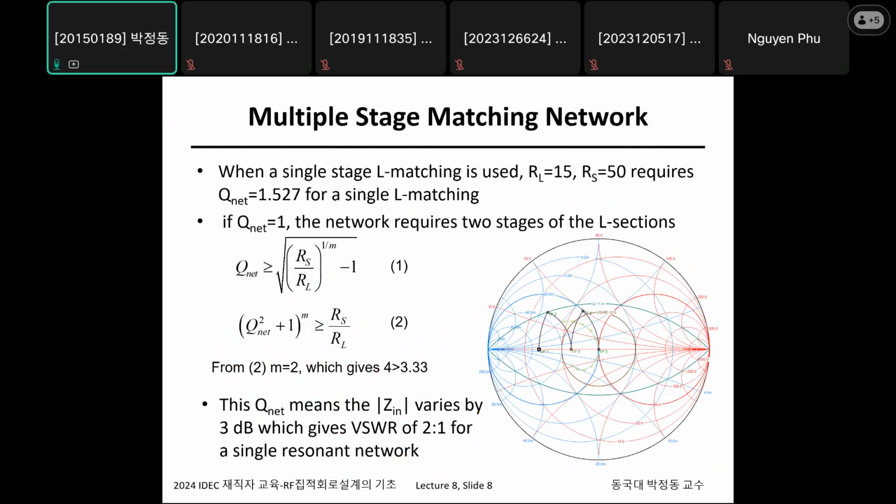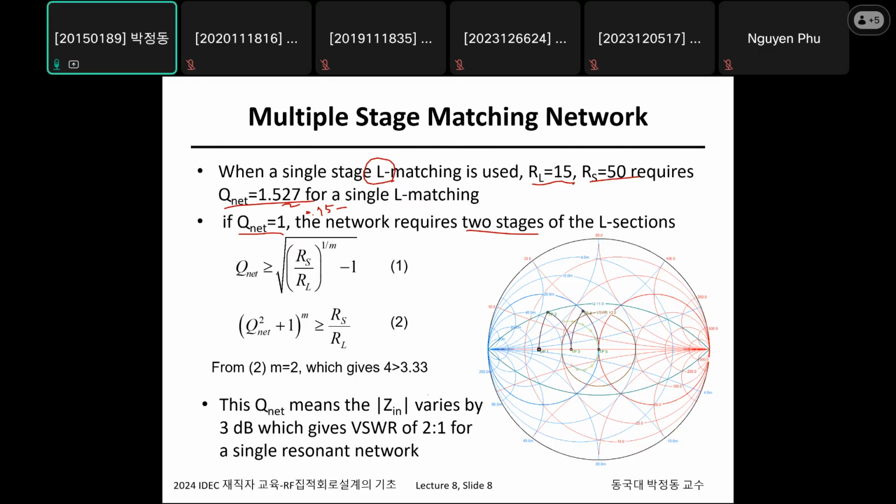For the single stage L matching network, right? If RL is 15 and RS is 50, then Q network is 1.527. If I want to design it equal to 1, then it's divided by 2, which is around 0.75 or something, right? Which means at least I can design the matching network with 2 stages. Okay.